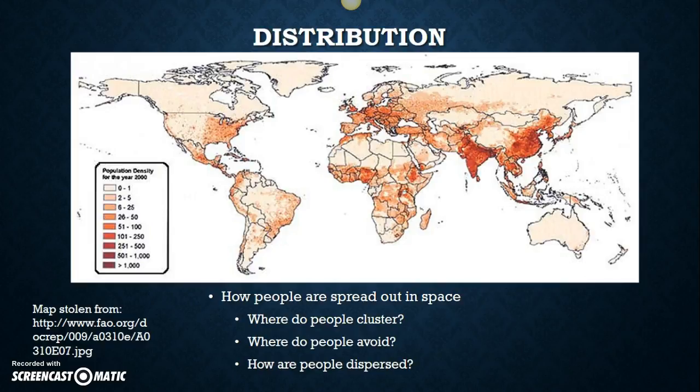So we talk about where people live in general. What's the distribution of people? Generally speaking, people avoid areas that meet one of four criteria, or more than one.